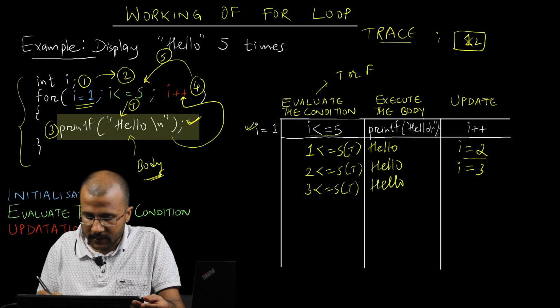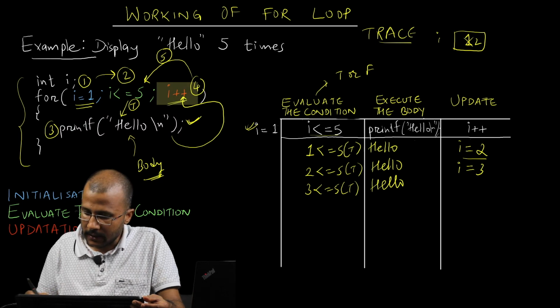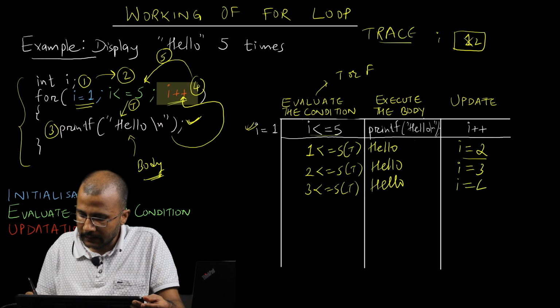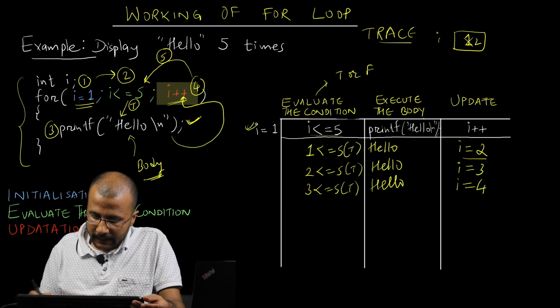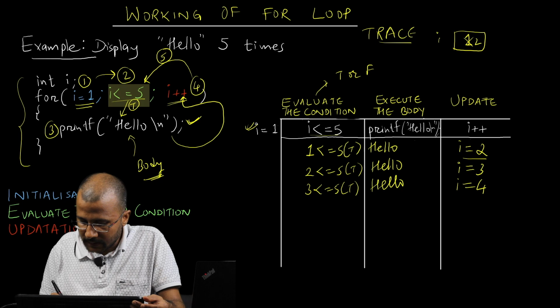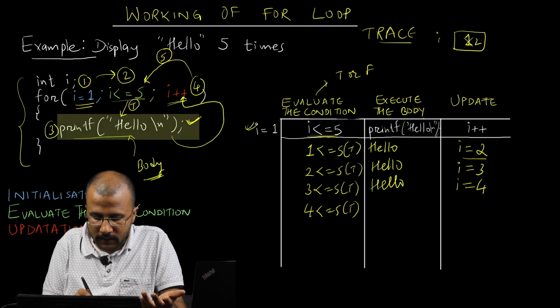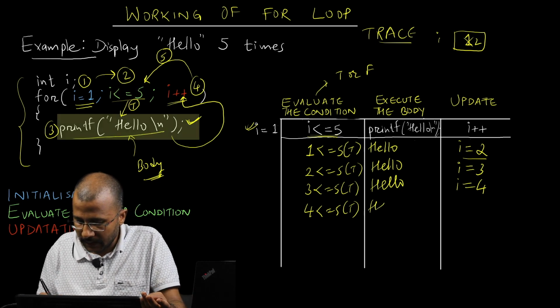Once hello is displayed, again you go back and update the variable I, you execute this. So I becomes 4, and then again you check the condition I less than equals to 5, that is this one. I is 4, 4 less than equals to 5 is true, right? If it is true, you go inside the body of the loop, you execute this printf hello. So hello will be displayed.